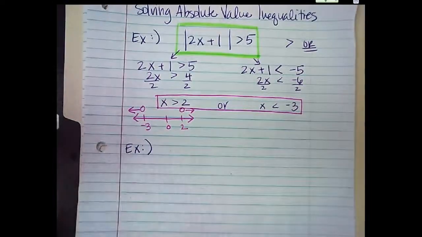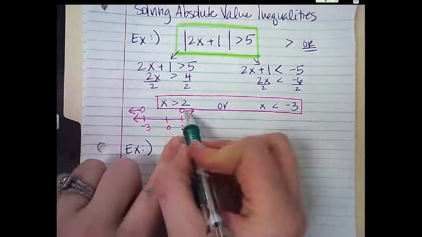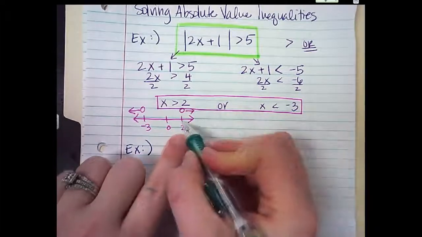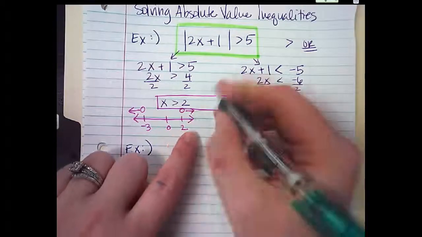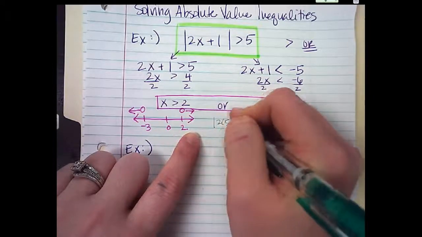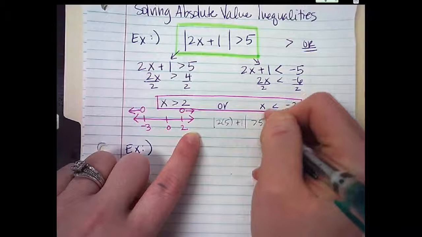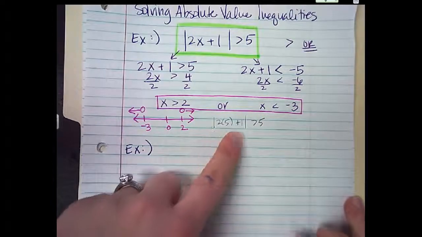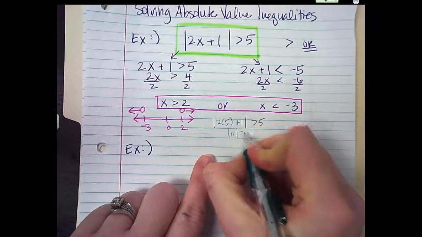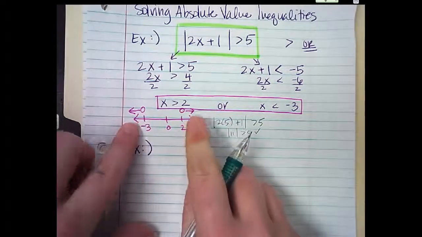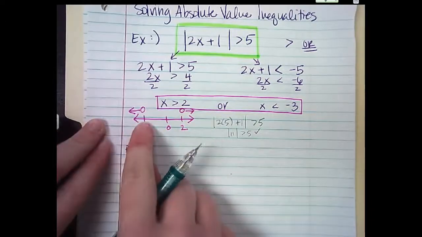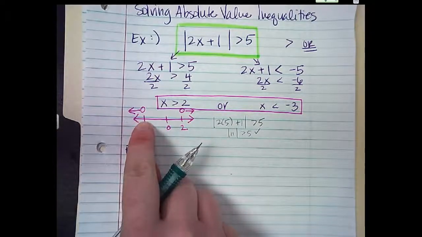How would you check that? So we'll check. Okay, so let's check something in this solution set. So if this is 2, I can't use 2, but I can use something bigger than 2. So let's use 5. So I'm going to put 5 into the x, and I want to see, is that greater than 5? So 10 plus 1 is 11. Absolute value of 11 is greater than 5. That's all I have to do. And if you have 2 sets like this, I would check probably both. So this is negative 3. Make sure you pick something less than negative 3, like negative 5, negative 6.